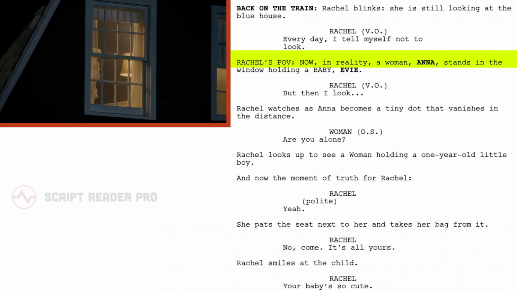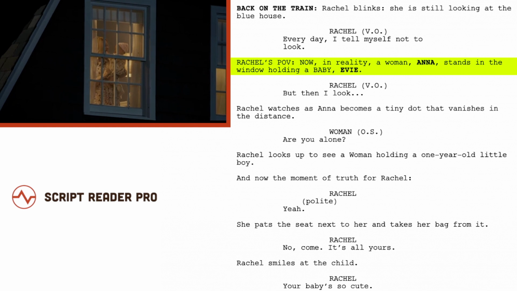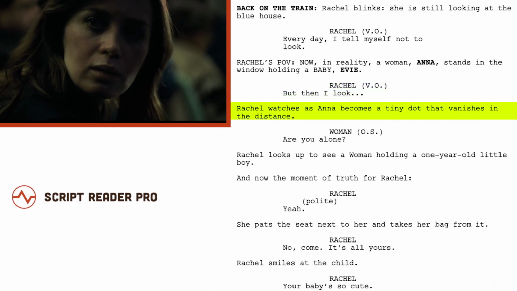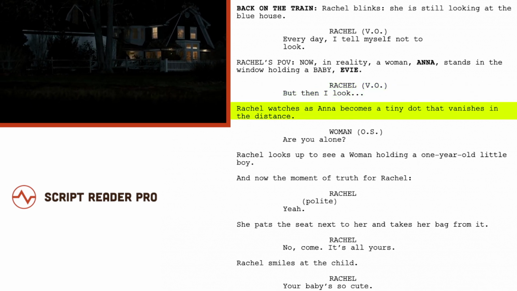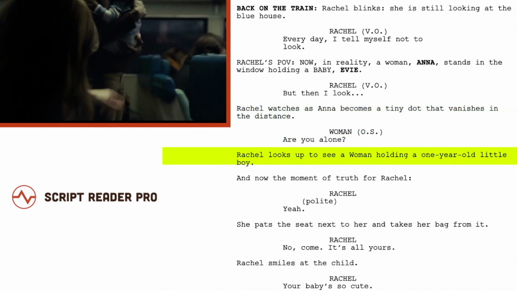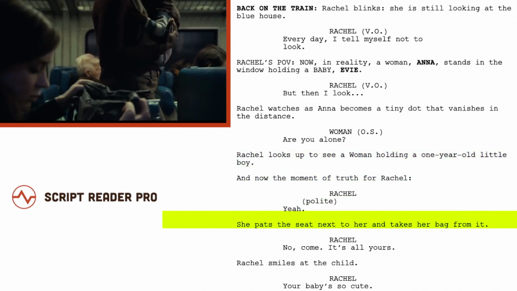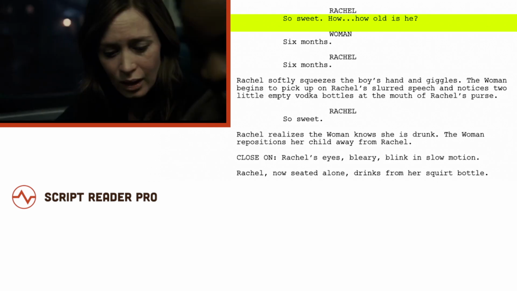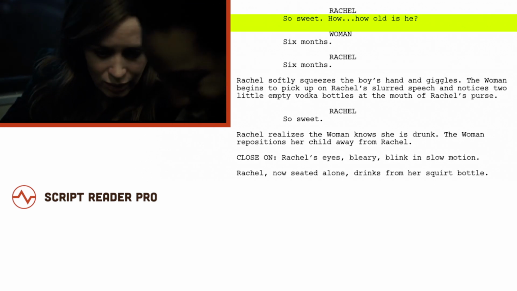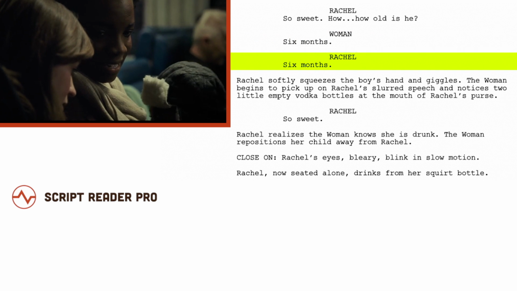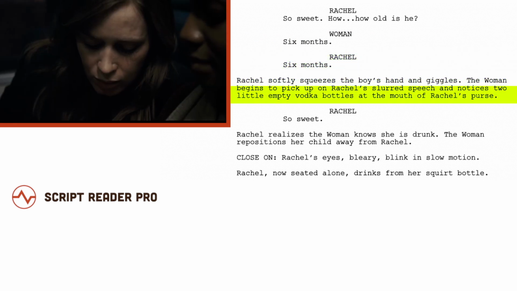Every day I tell myself not to look. But then I look. Are you alone? Yeah. No, come. It's all yours. Oh, baby's so cute. Oh, thank you. Baby. Is it a boy? Yeah. So sweet. How old is he? 6 months. 6 months. So sweet.